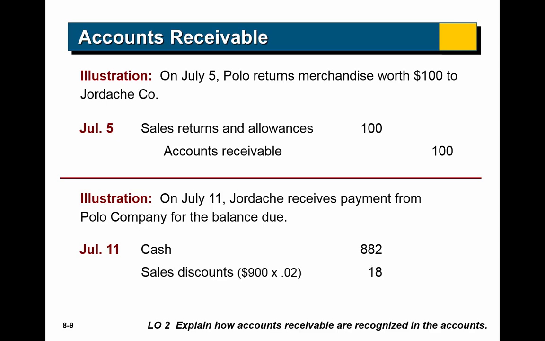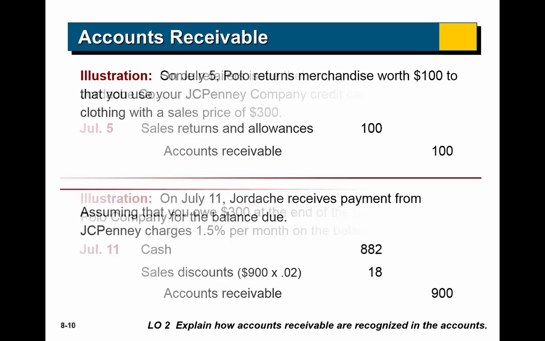So they paid us $882. We record our discount of 2% on the $900 for $18, and our credit will be the accounts receivable account going back down to 0, meaning we had a debit balance of $900. We now credit it $900.